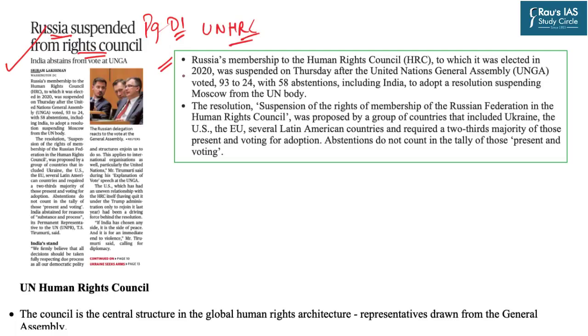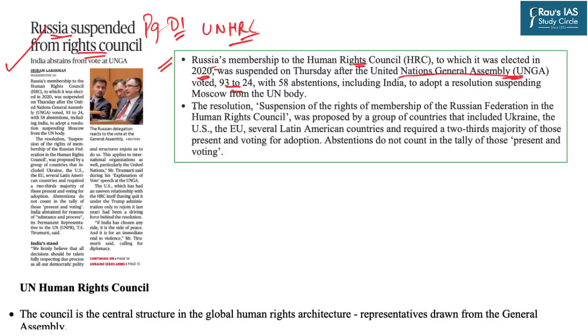So now, as you can see, the context is that recently in 2020, Russia was appointed as a member of the Human Rights Council. But in the latest move, the United Nations General Assembly, that is UNGA, has voted 93 to 24 to suspend Russia's membership from the Council.